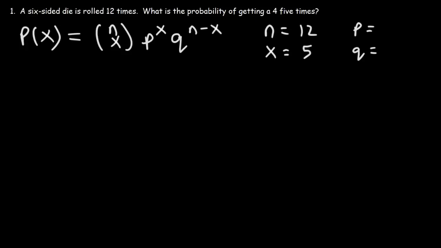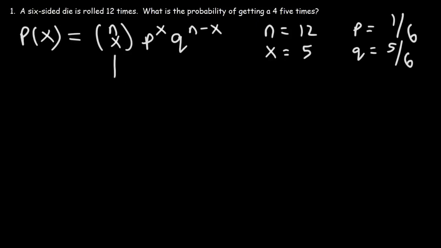Now, what is the probability of getting a successful event? What is the probability of rolling a 4 using a 6-sided die? Out of the 6 numbers that we can get, there's only one successful number, which is a 4. So the probability of rolling a 4 is 1 out of 6. Now let's calculate q. What is the probability that the event will fail? What is the probability that we will not get a 4? Out of the 6 numbers that we can get, 5 of those numbers do not represent a 4. So the probability of not getting a 4 is 5 out of 6.